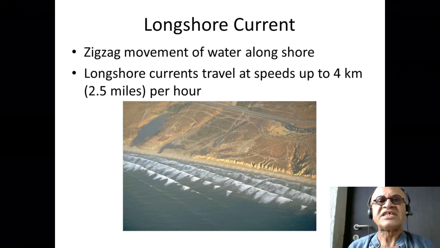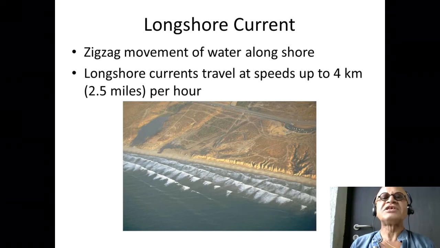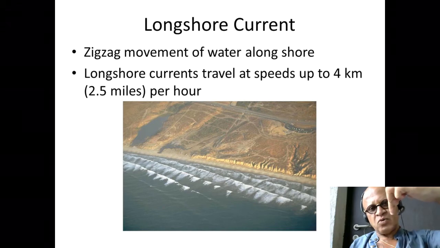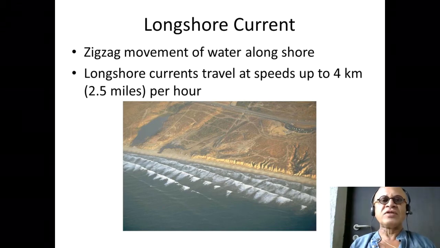So the zigzag movement, later on we will see it in the animation more clearly. If you can imagine now, it's good. Swash going at an angle, backwash coming down, swash going at an angle, backwash coming down by gravity, and so on. So you get this zigzag movement of water along the shore, and you end up setting up longshore currents that can be pretty fast, 4 kilometers per hour.